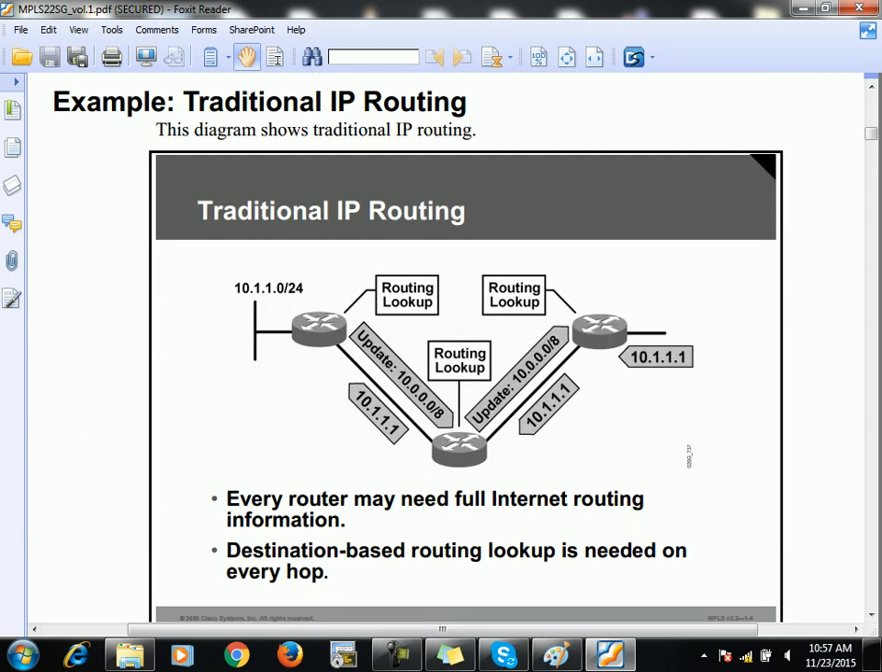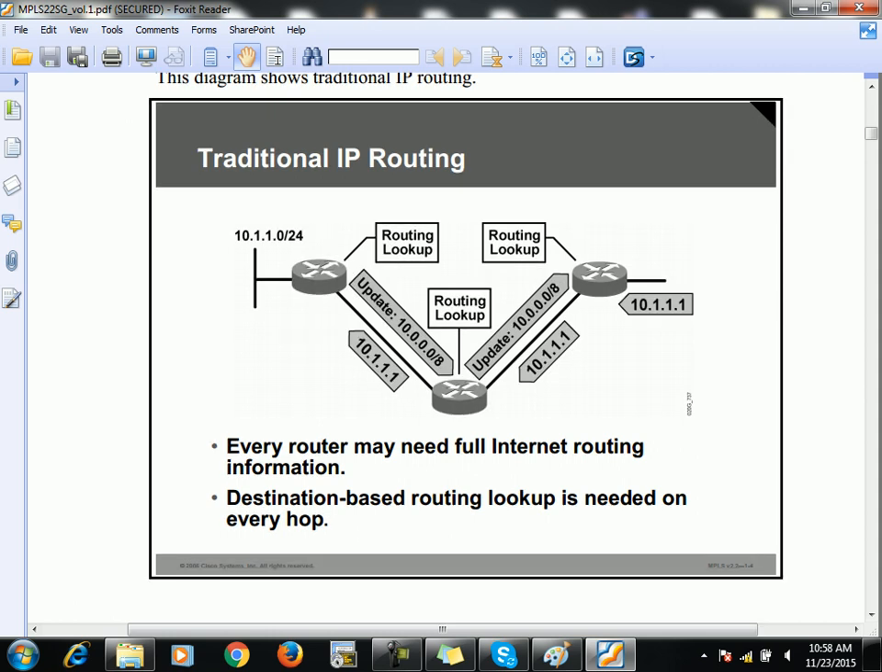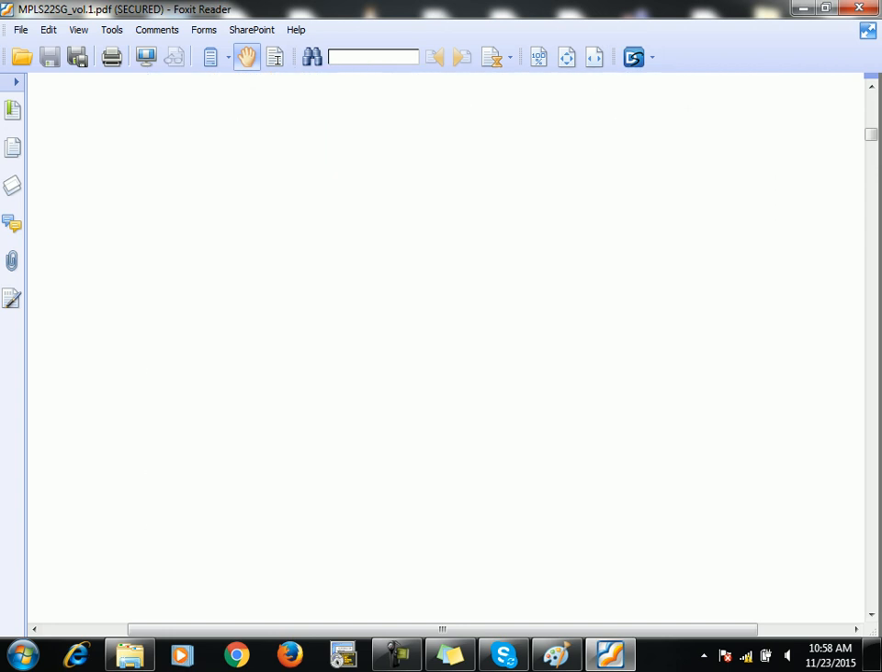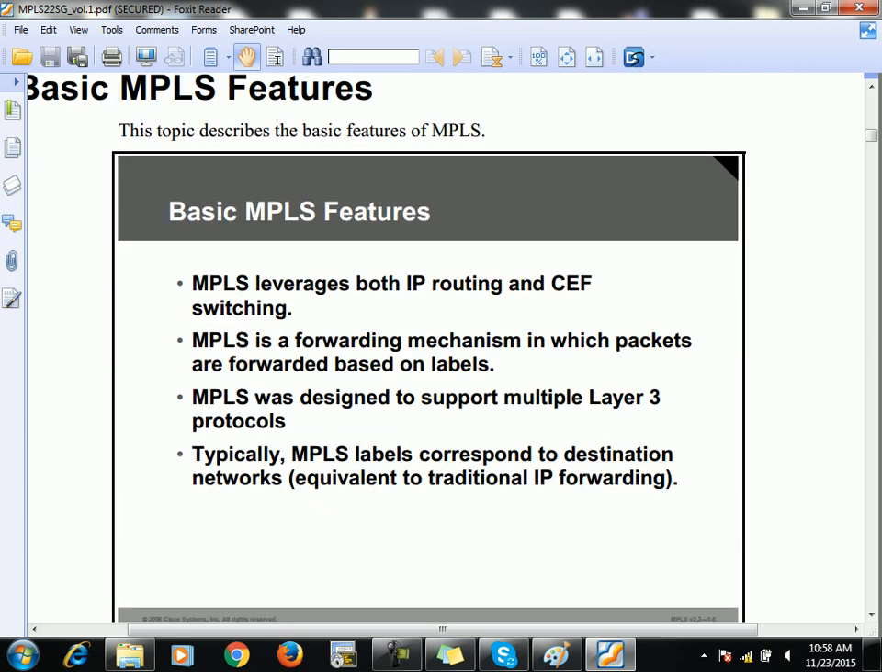This is the network. An update is given to this router, then to this router. When a packet comes that wants to reach a particular prefix, it will perform a routing lookup, then again a routing lookup, then again a routing lookup. Every router may need full internet routing information. Destination based routing lookup is needed on every hop. Then MPLS came into the picture.